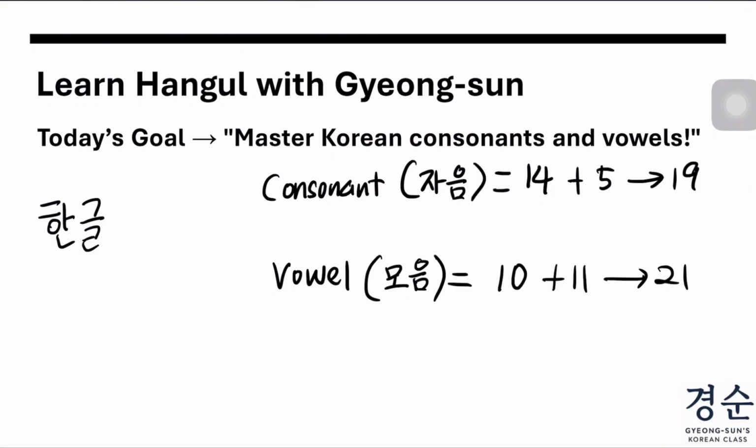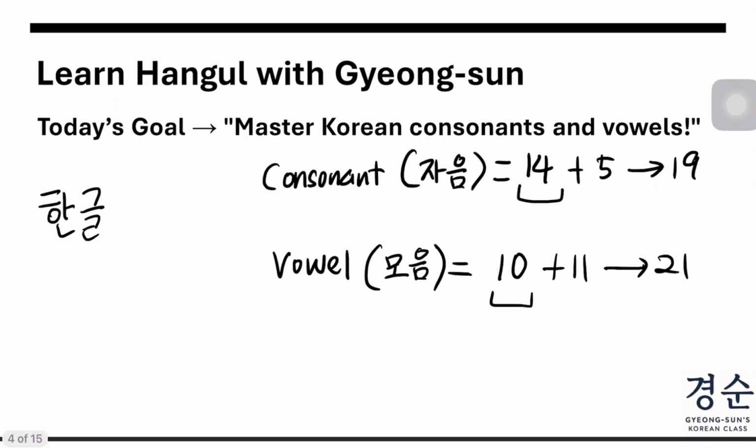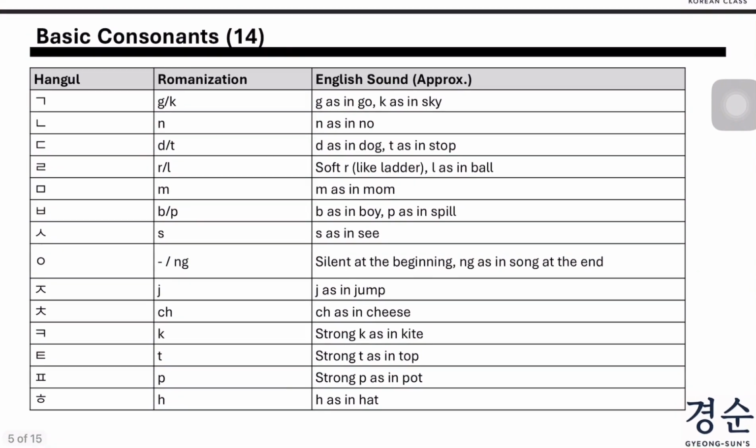But for beginner level, we can just focus on the basic and simple consonants and vowels first. Okay? So let's move on. Basic consonants. As mentioned, there are 14 basic consonants. Basically, in the Korean language, a consonant or a vowel can never exist without each other. For example, one consonant cannot give any sound without combining with a vowel.